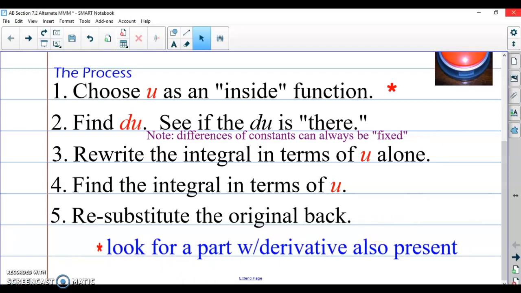Okay. This star, if you were wondering about this star up here at the beginning, if we can also find for u a part whose derivative is present, even better. That's kind of like the gravy on top. Okay. So there's the process. Take a pause here so that you can jot this down, and then we'll get back at it with one of the first examples in your packet in just a moment.